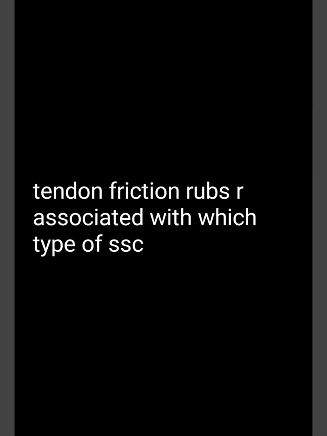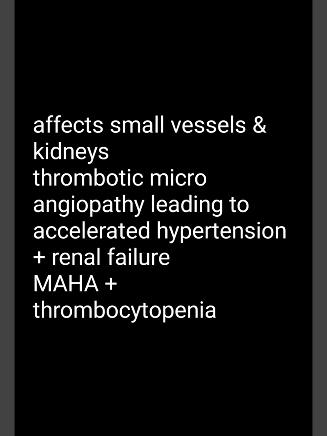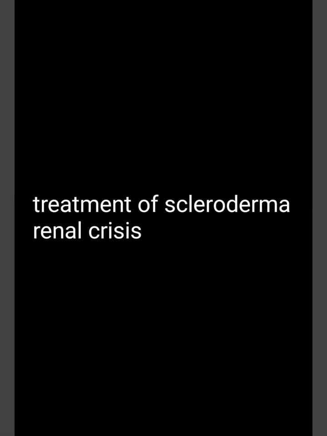Tendon friction rubs are associated with which type of SSc? Diffuse. Scleroderma renal crisis features. Affects small vessels in kidneys. Thrombotic microangiopathy leading to accelerated hypertension plus renal failure. MAHA plus thrombocytopenia.